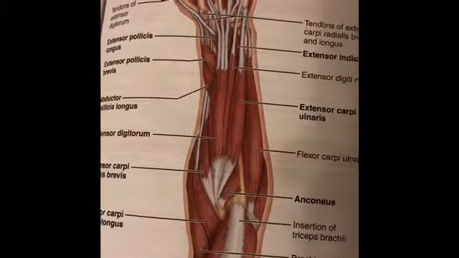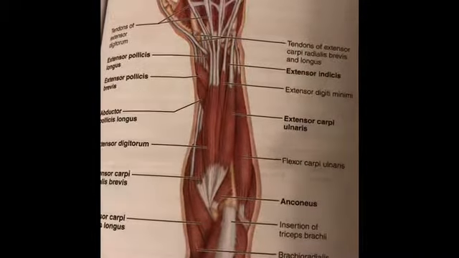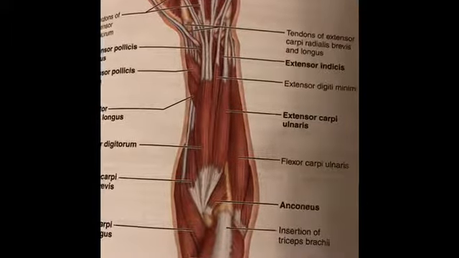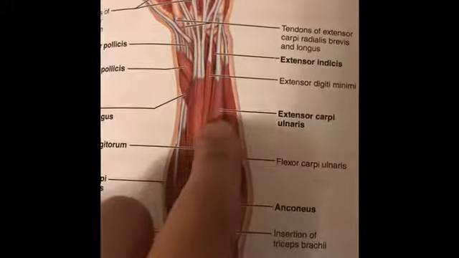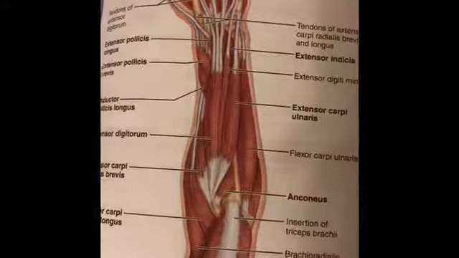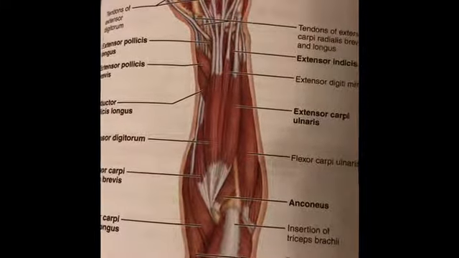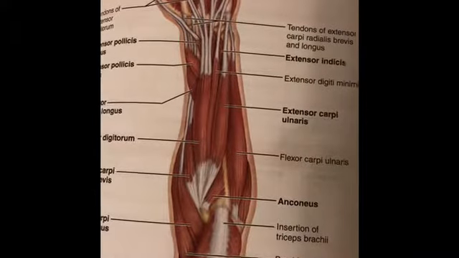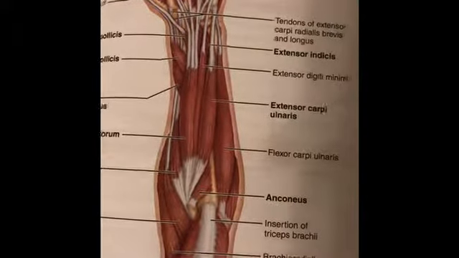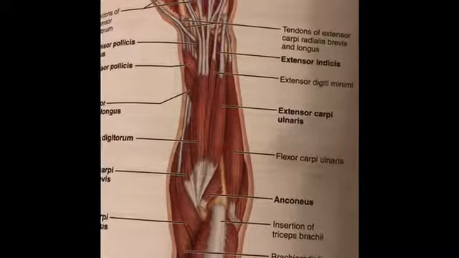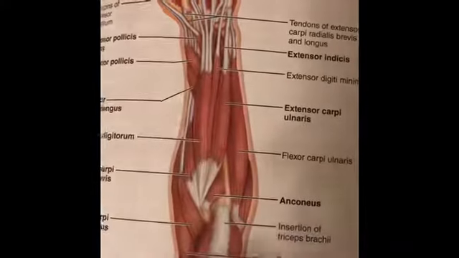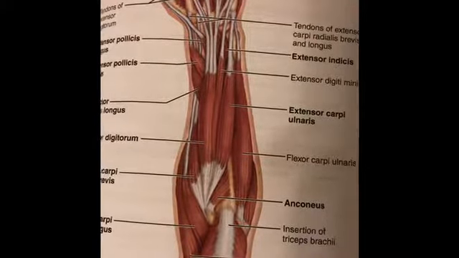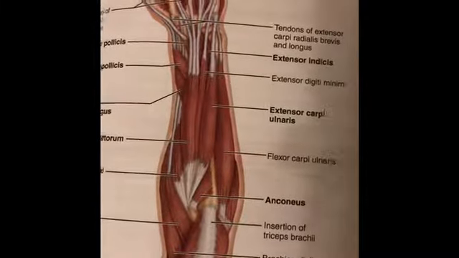Next, the extensor carpi ulnaris, right here. The origin is the lateral epicondyle of the humerus and the posterior border of ulna. The insertion is the base of metacarpal 5. Its action is to extend and adduct the hand.